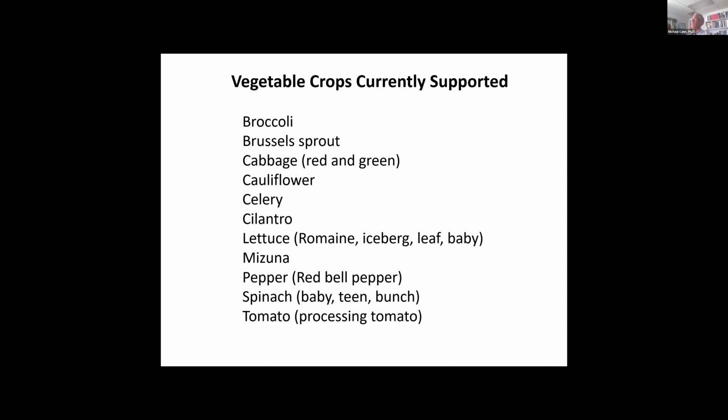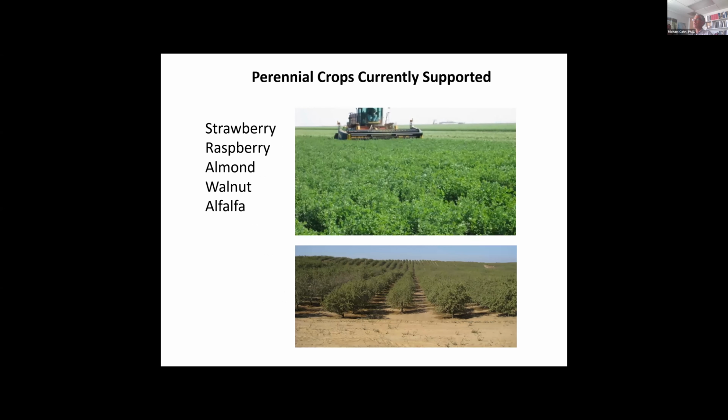So we currently support a number of different vegetable crops, everything from broccoli to tomato and pepper. And we started working on perennial crops, first with strawberries and raspberries, which we grow on the Central Coast, but we've branched out to perennial crops in the Central Valley of California, such as almond, walnut, and alfalfa.